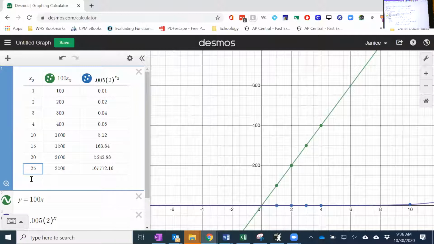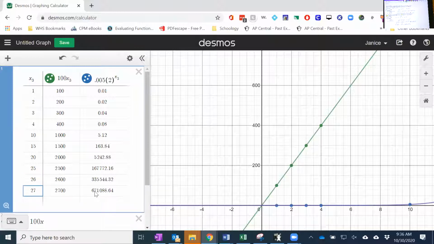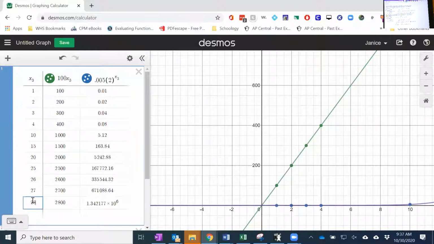Day 26, the next day, 2,600 versus $335,000. Day 27, you're now earning $671,000 a day. If I keep going, it gets ridiculously high. This is basically $1.3 million. So by day 28, you are earning over $1 million a day.